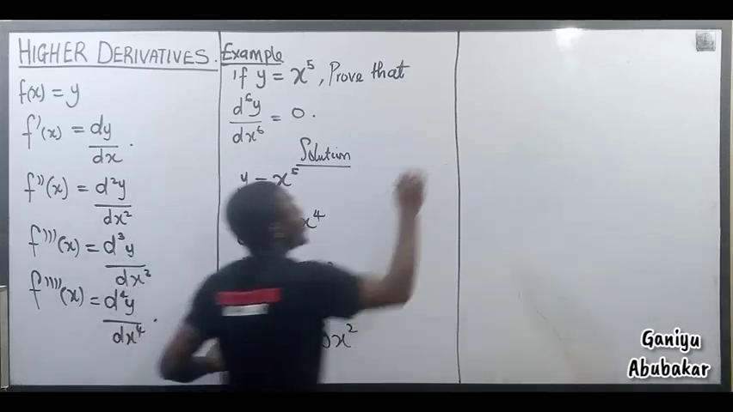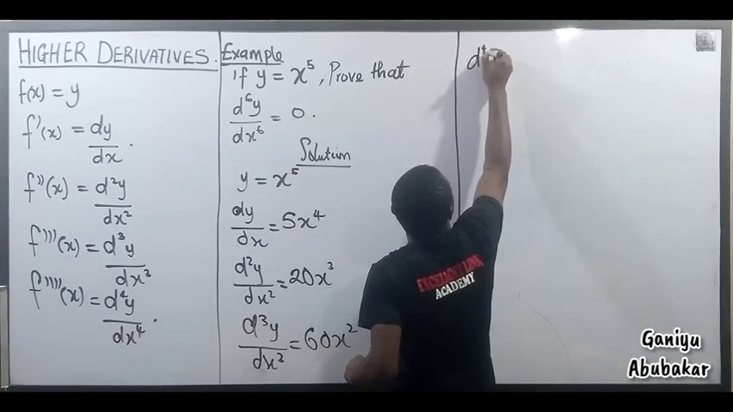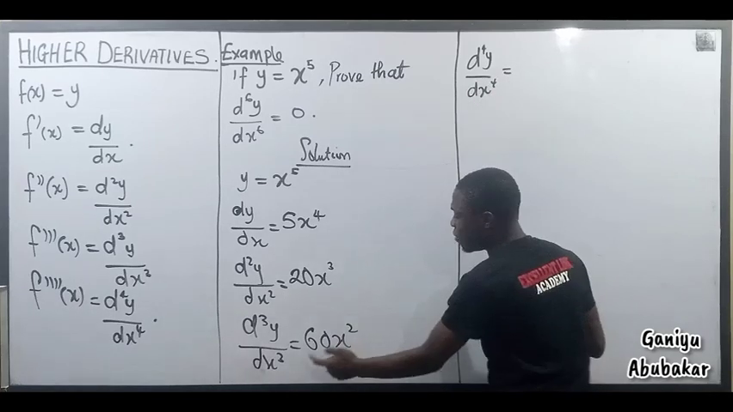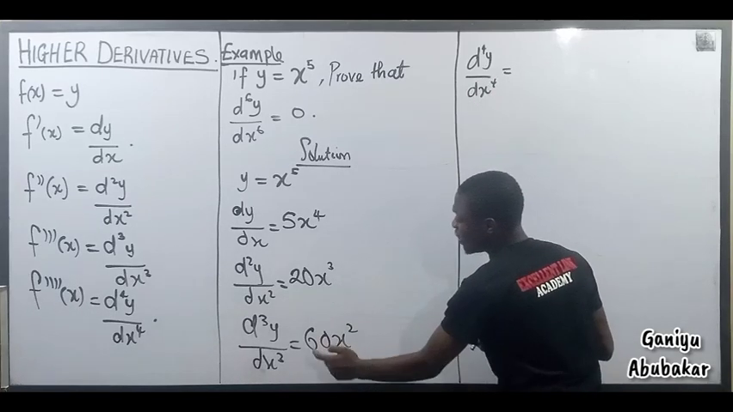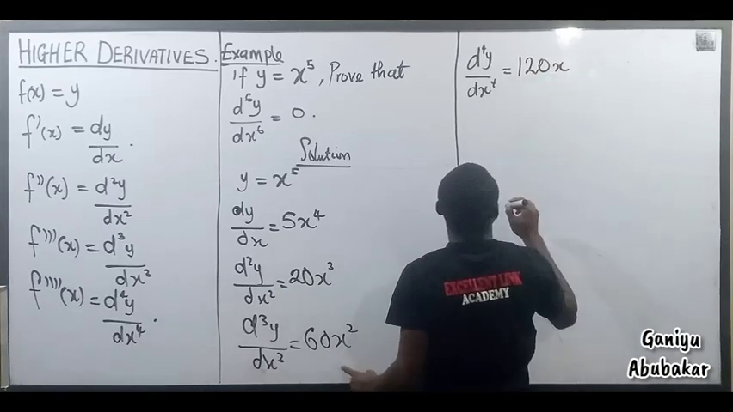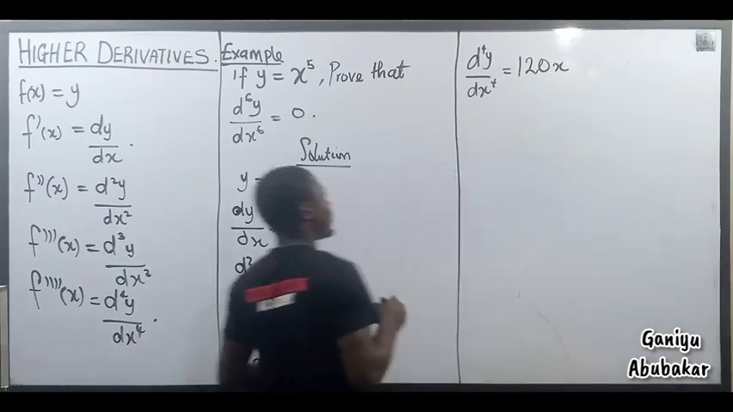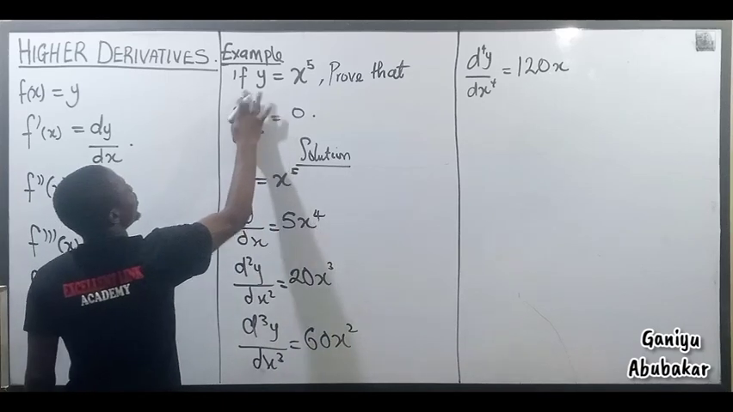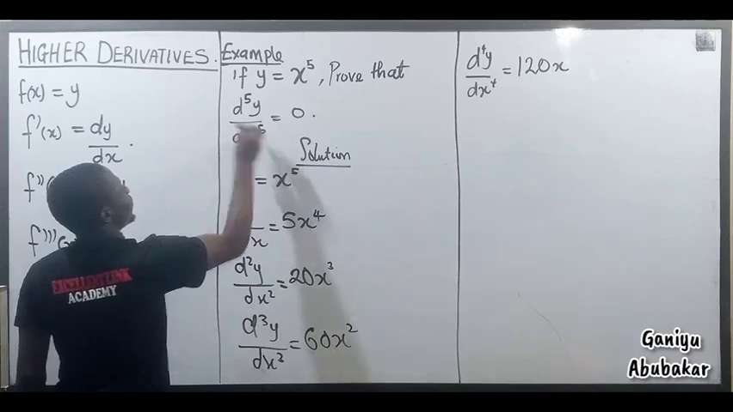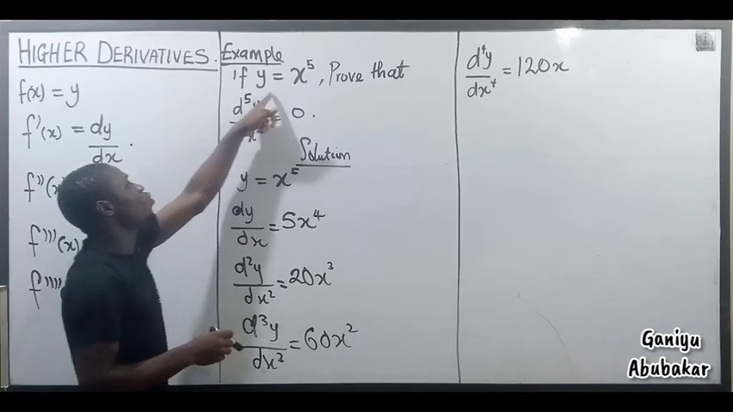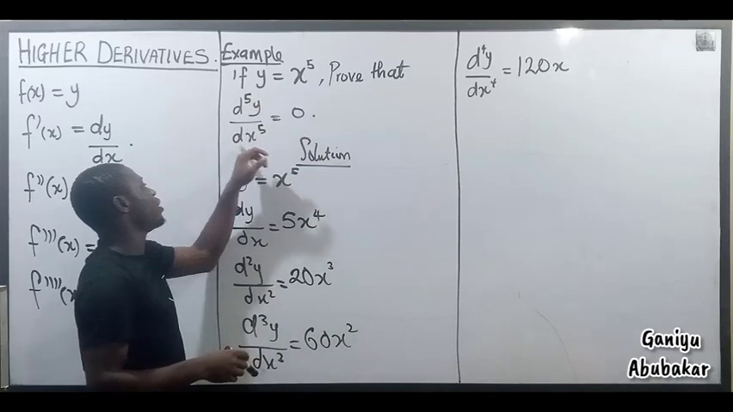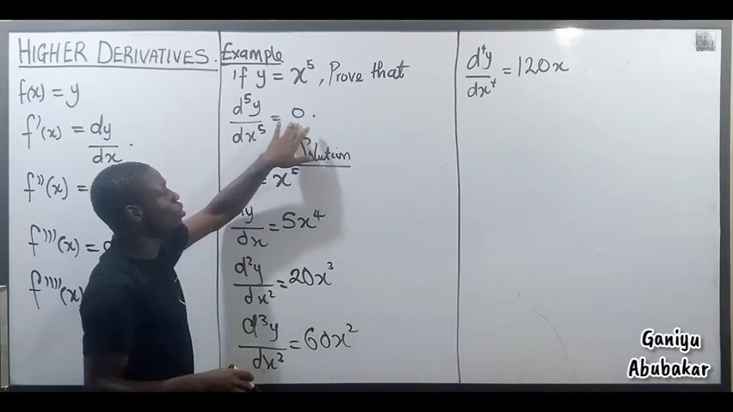To get d to the power 4 y over dx to the power 4, I'll differentiate this, and I'll have 120x. Finally, the question says if y is equal to x to the power 5, prove that the fifth derivative d to the power 5 y over dx to the power 5 is equal to 0.